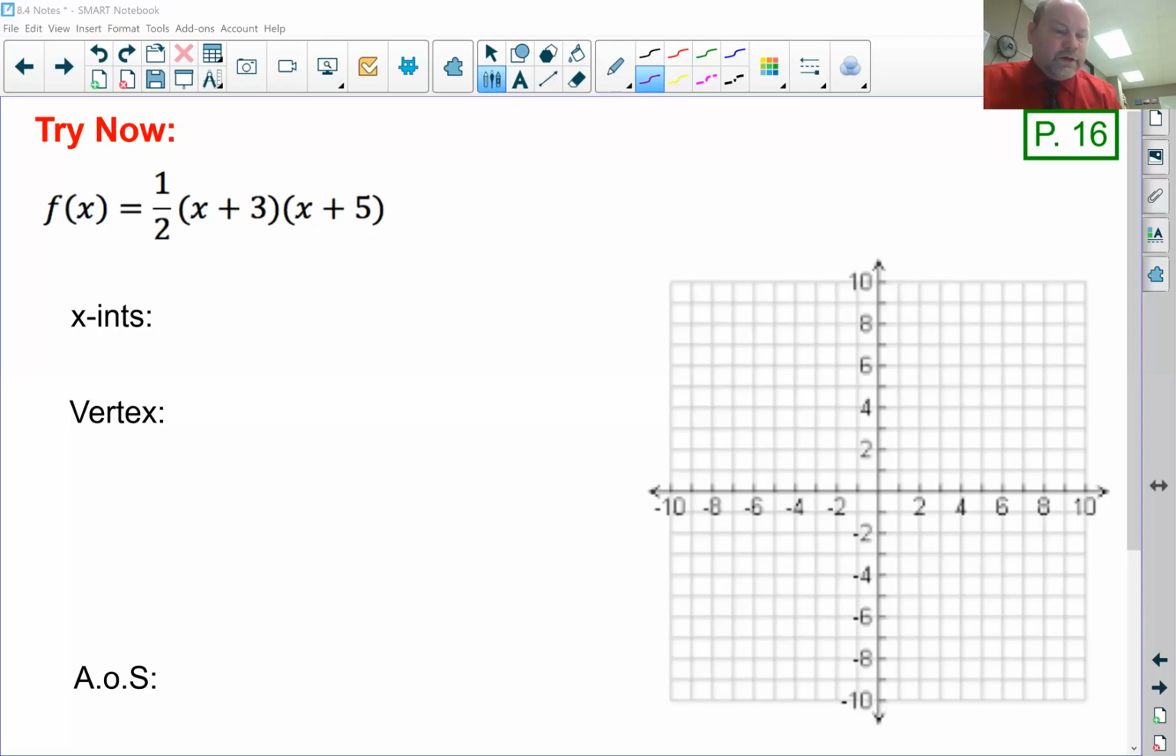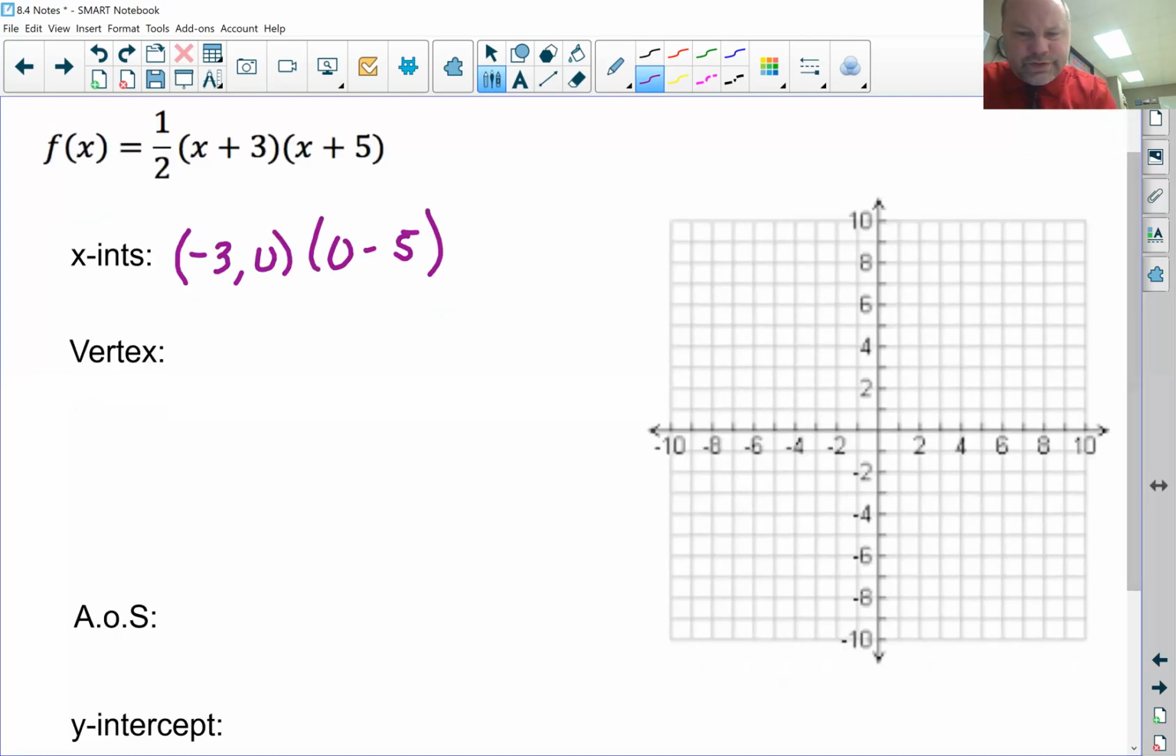All right. Again, finding the X-intercepts. It's the opposite here, so it's not +3, it's -3. And it's not +5, it's -5. So -3, -5. You can probably already tell what the axis of symmetry is, but we'll use the formula. -3 plus -5 divided by 2. So the axis of symmetry is x equals -4.